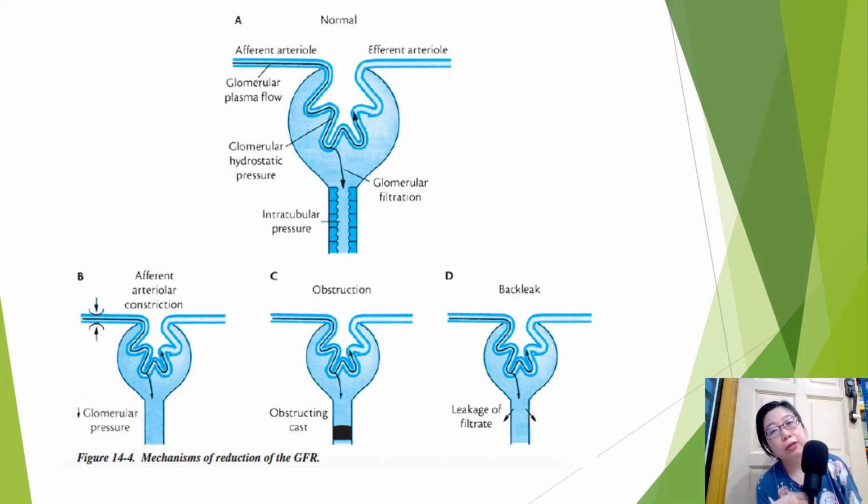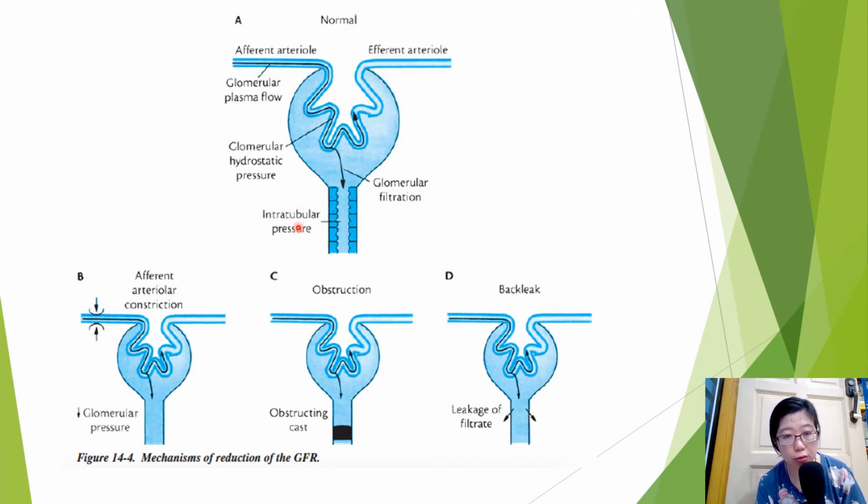When we put all the mechanisms of reduction of GFR together, a reduction of glomerular filtration rate, GFR, refers to a reduction or a decline in the renal function. Over here, as you can see, A again is the normal one. Mainly, we look at the glomerular filtration process. In the normal circumstance, this is the afferent, and then everything can pass through normally.